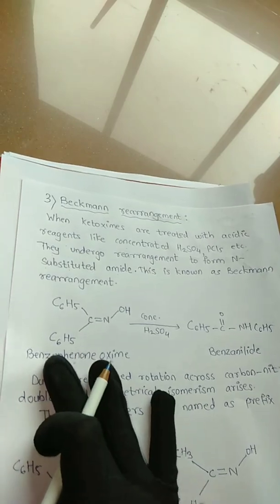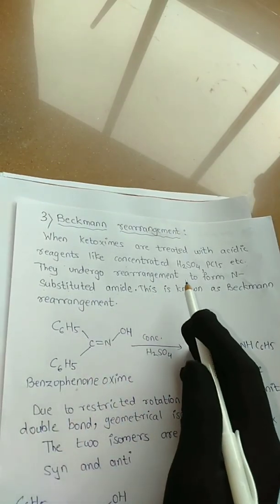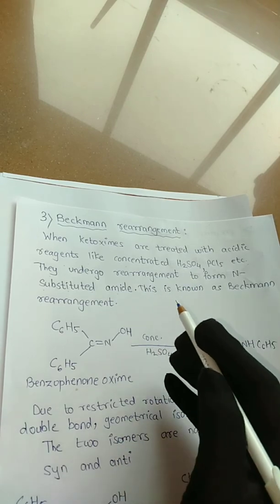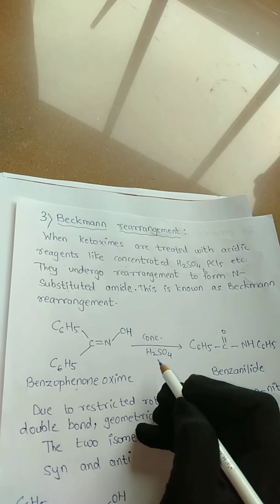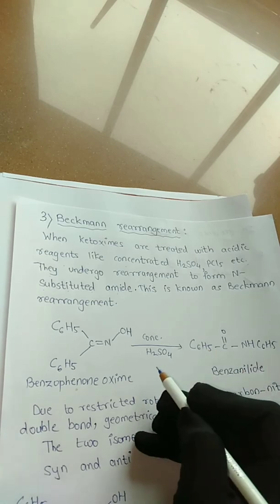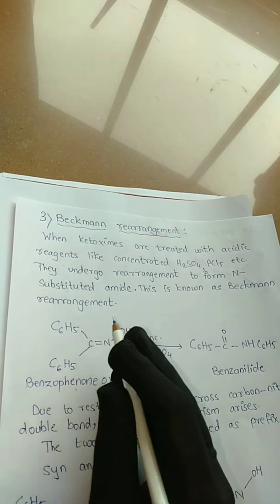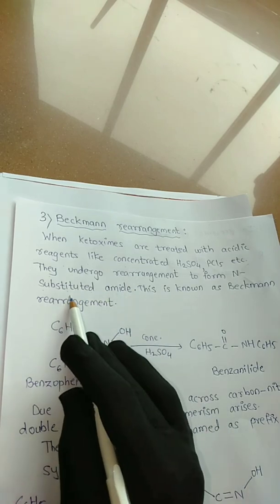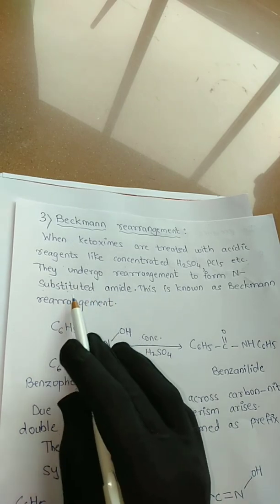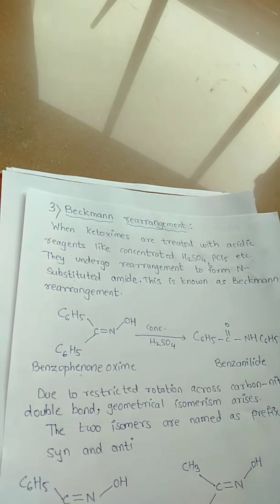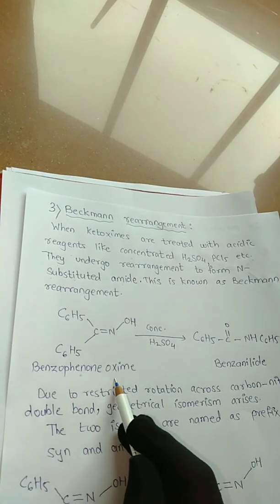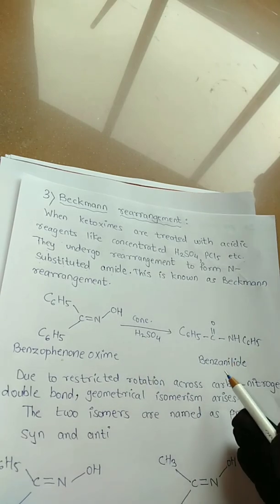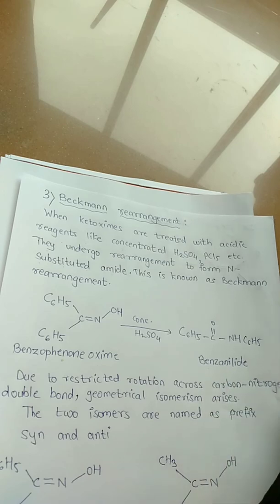When ketoximes are treated with acidic reagents, what you have to take in Beckmann rearrangement is concentrated H2SO4. H2SO4 is an acid, so what does the acid do? It will donate a proton. After the donation, it will undergo a rearrangement, and then we will get a substituted amide group. Here you can see that this is our benzophenone oxime, which is treated with concentrated H2SO4. Then we will get this benzanilide.